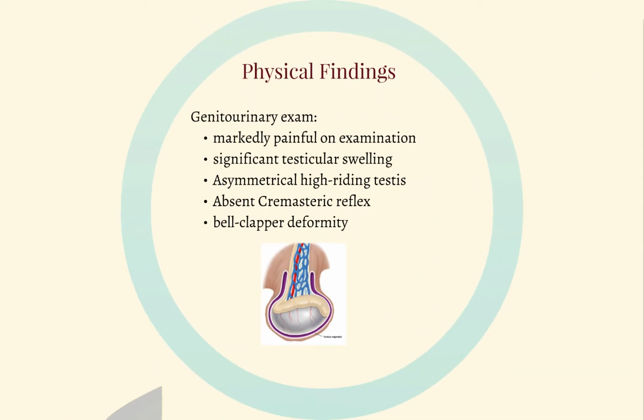Important physical findings suggestive of testicular torsion are a scrotum markedly painful on examination, significant testicular swelling, asymmetrical high-riding testes, absent cremasteric reflex, which you can assess by stroking or gently pinching the skin of the upper thigh while observing the ipsilateral testes, presence of a bell clapper deformity where the testes lies horizontally suspended in the tunica vaginalis by the spermatic cord, and the inability to transilluminate.